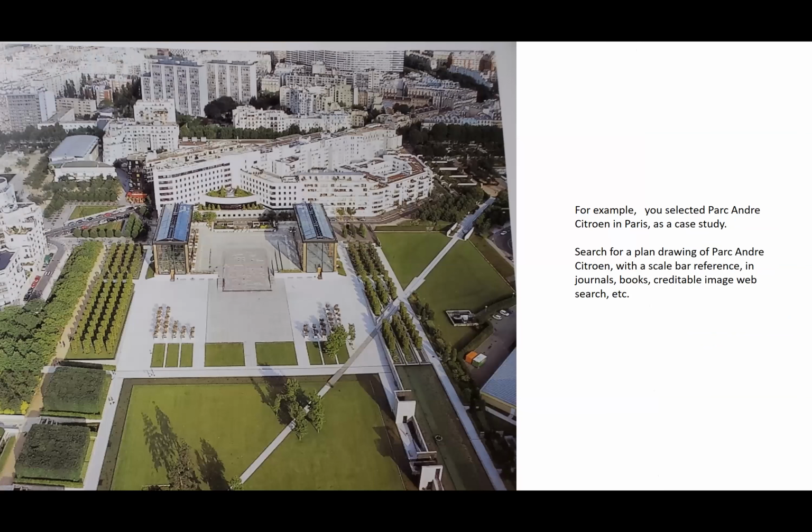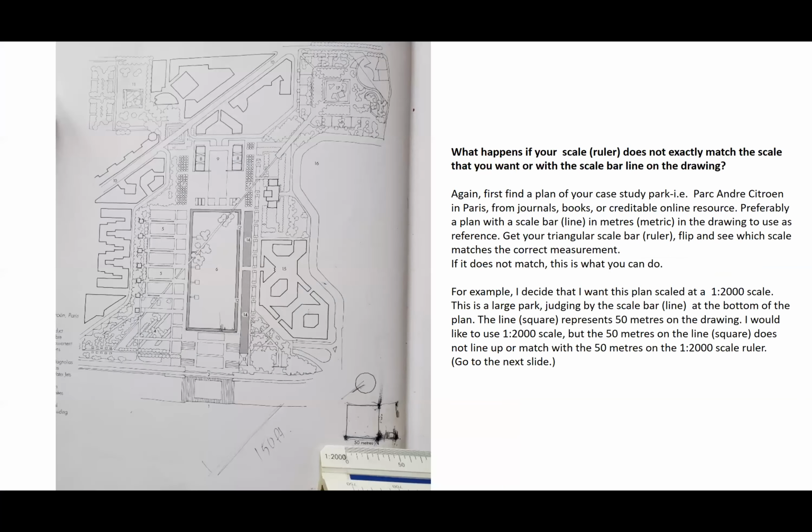So we're going to take an example. Say you're doing Parc André Citroën, which is in Paris. Again, this is a much larger park than Pili Park. And so you'll see in the next slide that the scale bar will be much larger. Okay, so first thing we're going to do is search for a drawing of the park, hopefully with a scale reference bar. So I did find one in a book.